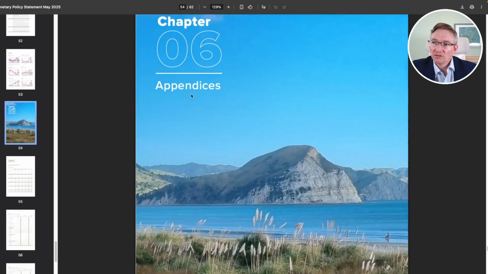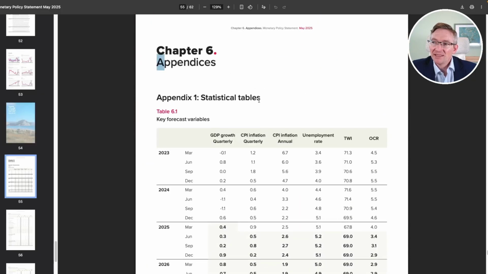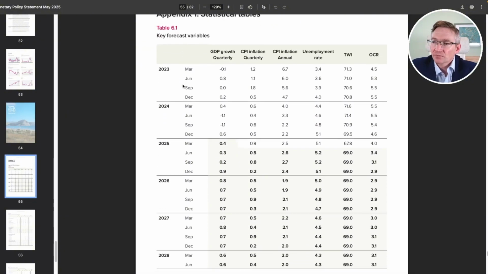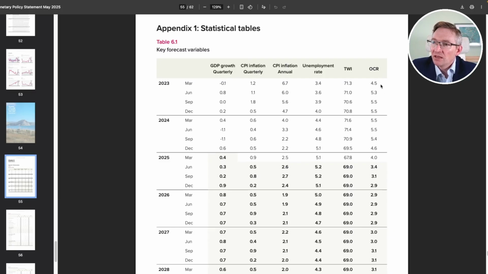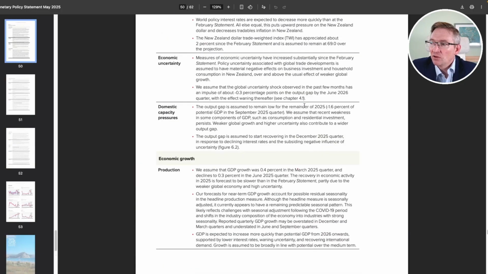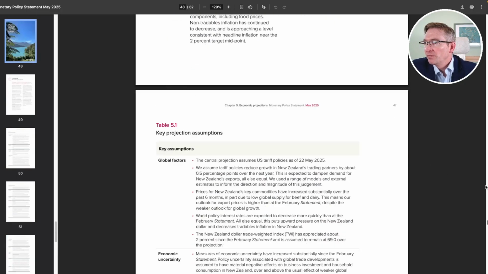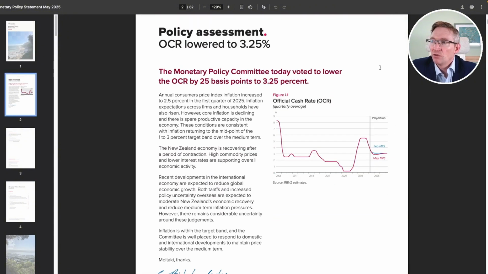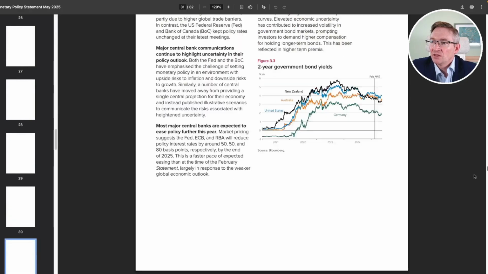It's in the final chapter, in the appendices, and it's these statistical tables. What you're looking for here is they give these projections about where they see the OCR, the official cash rate. If you look at the top of the decision, you can see they've lowered it to 3.25%. So 3.25% is the current interest rate.